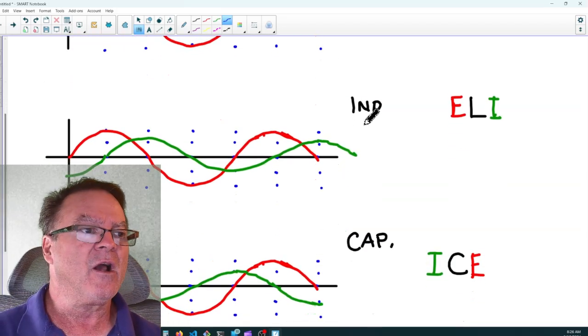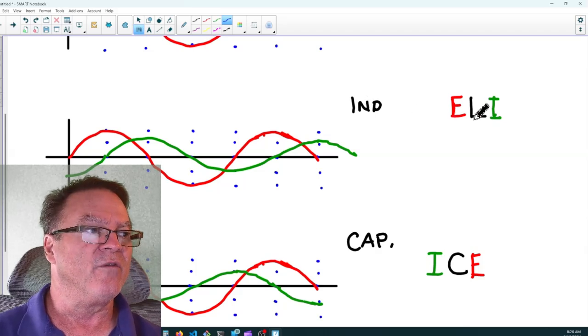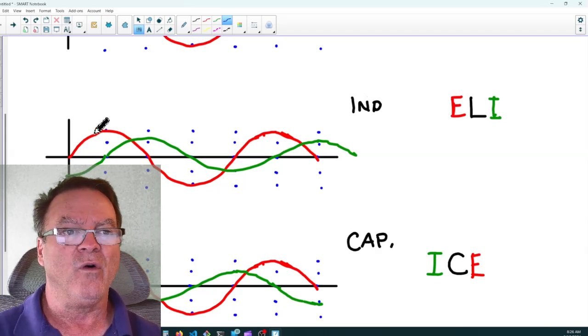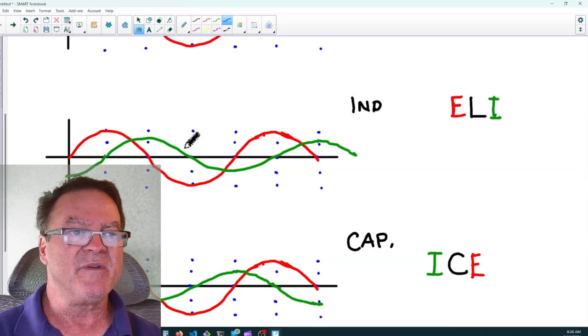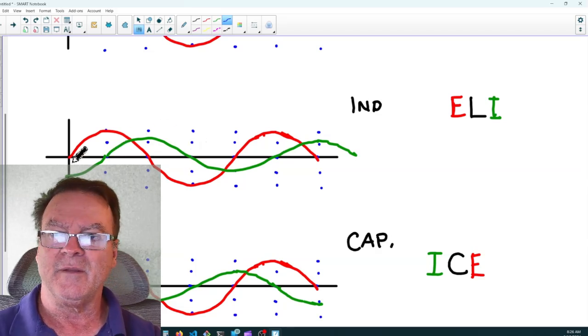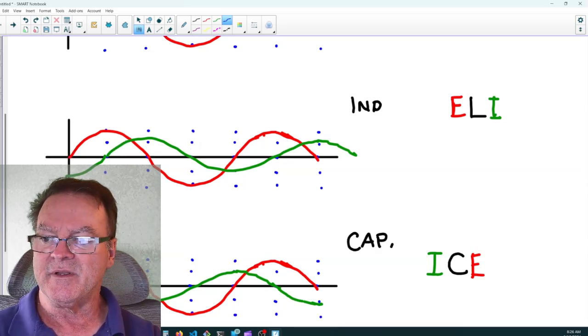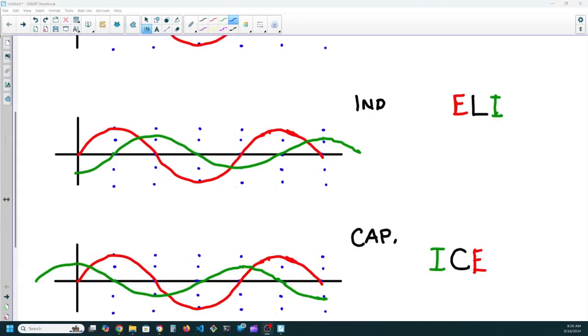Now, let's talk about a purely inductive circuit where voltage leads current. Here, voltage is happening 90 degrees before current. So voltage leads current in a purely inductive circuit. And here we have a positive voltage and a negative current. So the product of those two, when we multiply them, is negative.